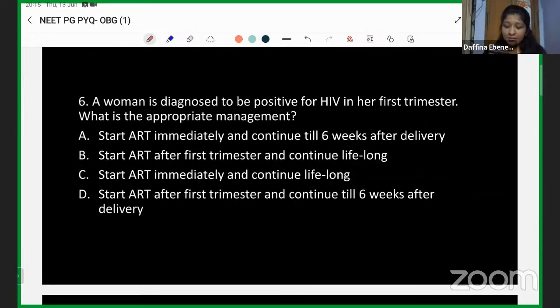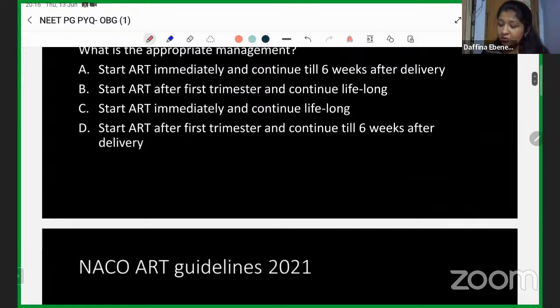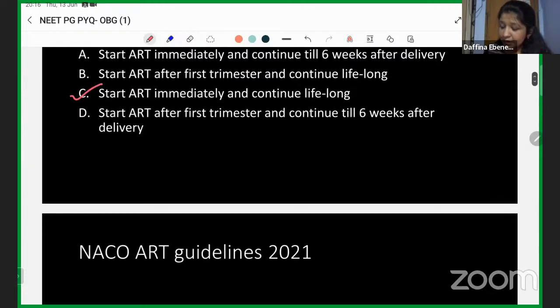A woman is diagnosed to be positive for HIV in her first trimester. What is the appropriate management? Option A is to start ART immediately and to continue till 6 weeks after delivery. Option B is to start ART after the first trimester and continue lifelong. Option C is to start ART immediately and continue lifelong. Option D is to start ART after the first trimester and continue till 6 weeks after delivery. So the answer will be to start ART immediately and continue lifelong. That is the NACO guidelines 2021.